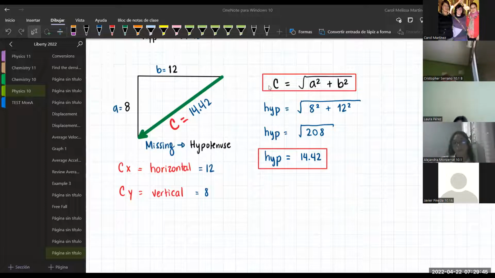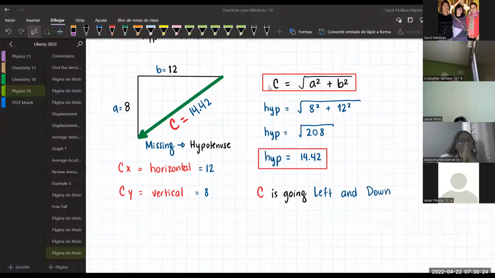Where is the hypotenuse going? Left and down. Okay, C is going to the left. You have to see the direction of the arrow. Where is the arrow pointing? It's pointing to the left, but also it's pointing downward. So C is going left and down.